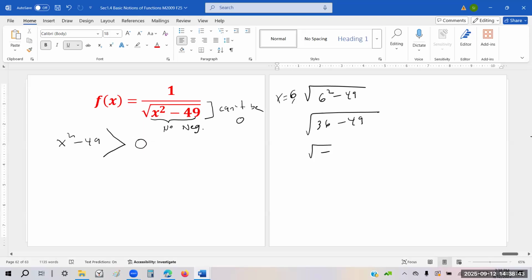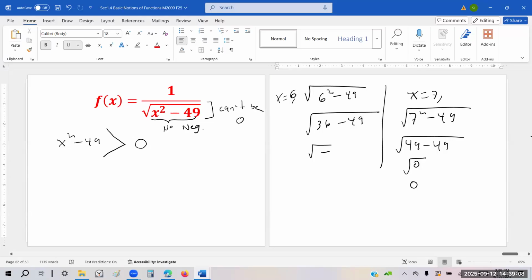We cannot replace x with every number. We can replace only a limited amount of numbers. So which numbers can we replace for x? That's our goal to figure out. Can we replace 7? Okay, so x equals 7. We have 7 squared minus 49. What is 7 squared? 49. 49 minus 49 is 0.